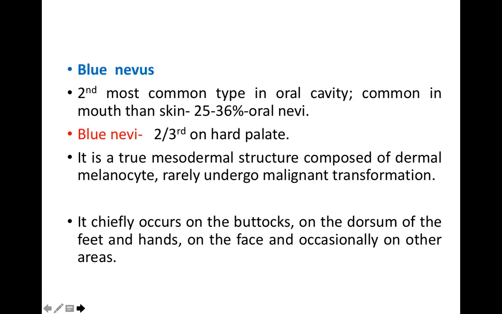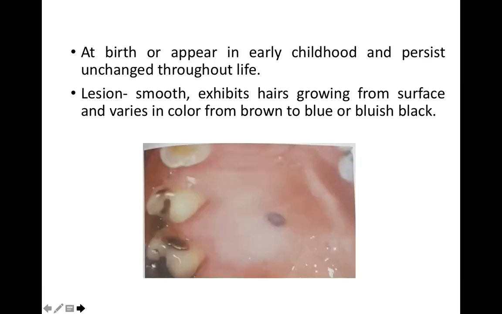Then there is blue nevus. It is the second most common type in the oral cavity, more common in mouth than skin. Blue nevus is 2/3 on hard palate, and it is a true mesodermal structure composed of dermal melanocytes, rarely undergoing malignant transformation. It chiefly occurs on buttocks, dorsum of feet and hands, on face, and occasionally on other areas. They may appear at birth or in early childhood and persist unchanged throughout life. The lesion is smooth, exhibits hairs growing from the surface, and varies in color from brown to blue or bluish black.